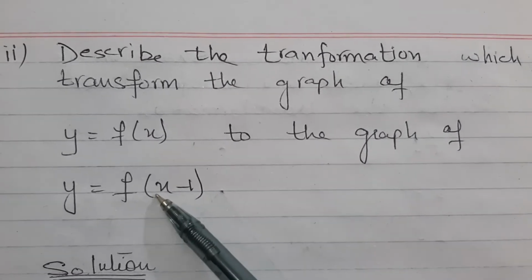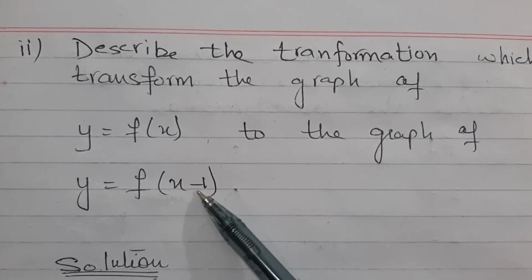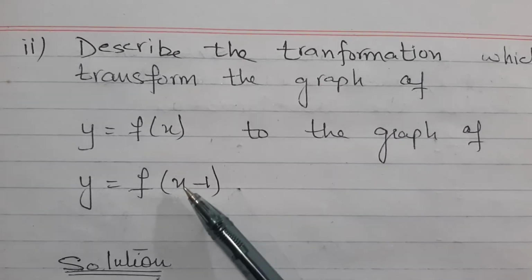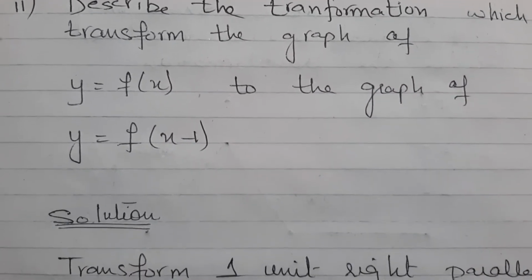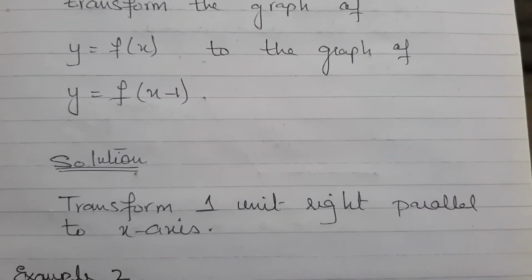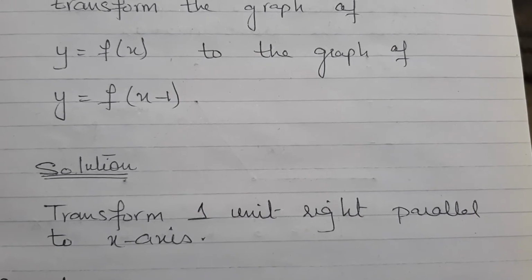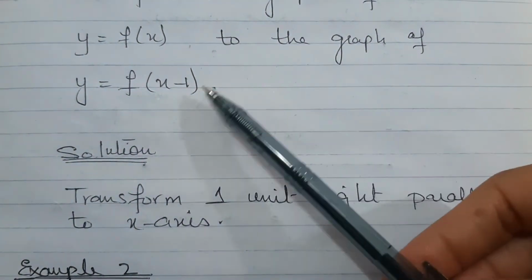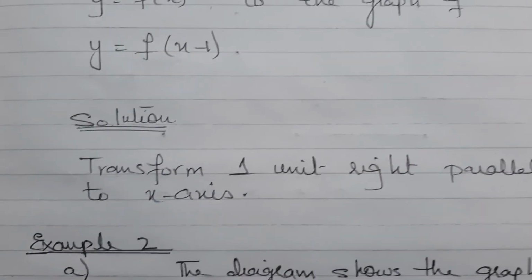I told you when it is f of x minus a, like this number is my a right now, so it will translate horizontally. If it is minus, it will translate right. So I can say the graph will transform 1 unit right parallel to the x-axis, right? Because minus 1 means it will go 1 unit right.